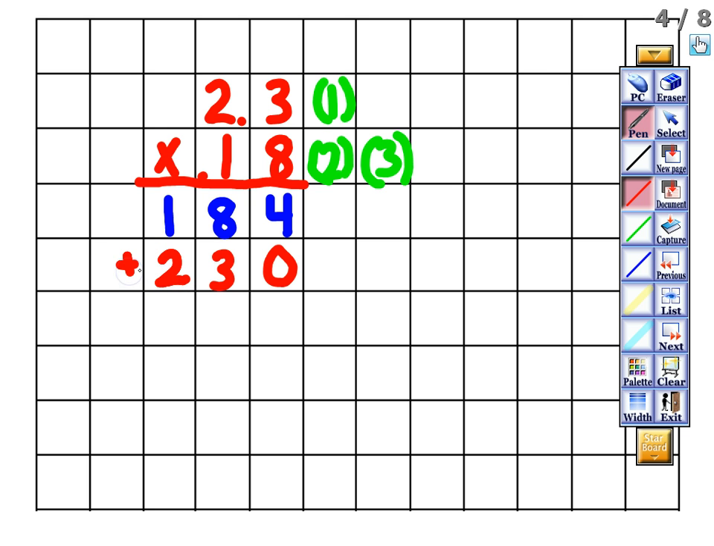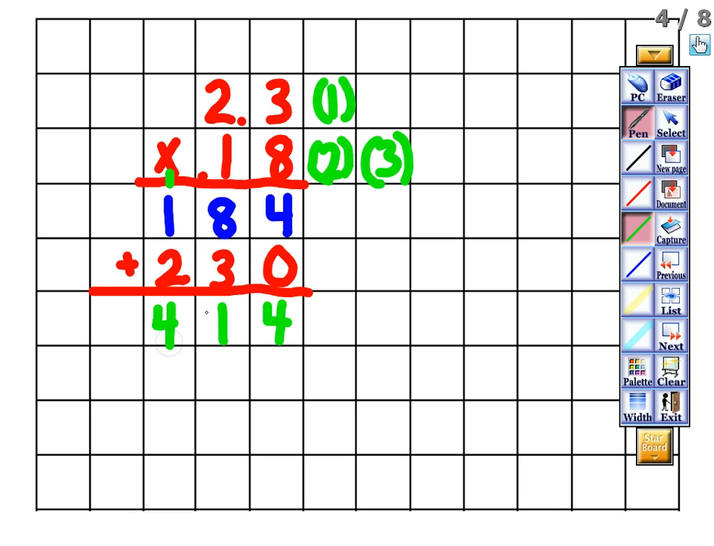Now I can start adding my 2 partial products together. As you can see, same exact steps with whole numbers, we just happen to have decimals here. Okay, 4 plus 0 still gives me 4. 8 and 3 gives me 11. I put my 1 here, carry my 1. 1 plus 1 is 2, plus another 2 is 4.